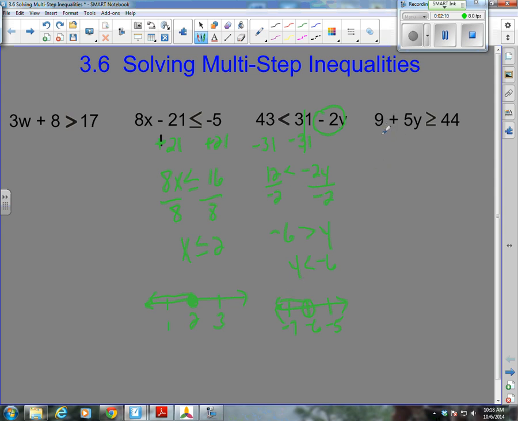Okay, one last thing here. I'm going to subtract 9. Subtract 9, I've got 5y greater than or equal to, okay, and that's going to be 35. Divide by 5, divide by 5, y greater than or equal to 7. Again, I'm going to circle 7, color it in. I'm going to the right. I kind of got a little lazy on this one. Let's look at the next.